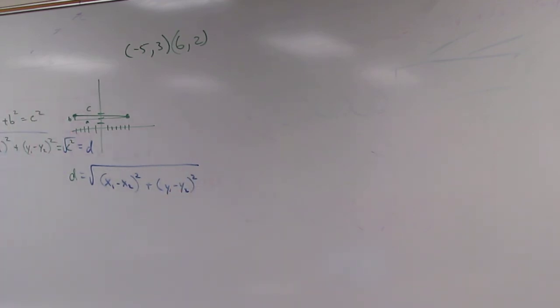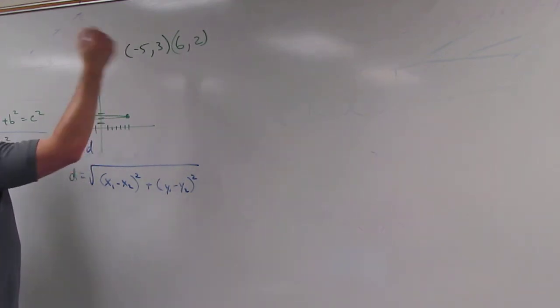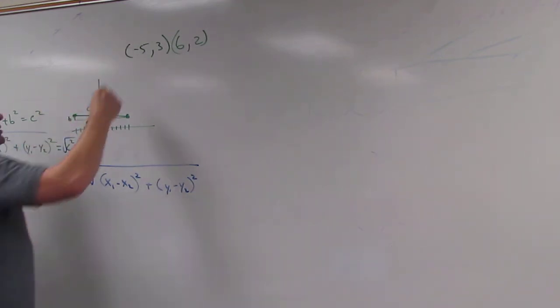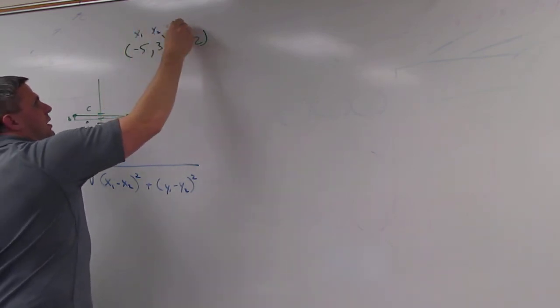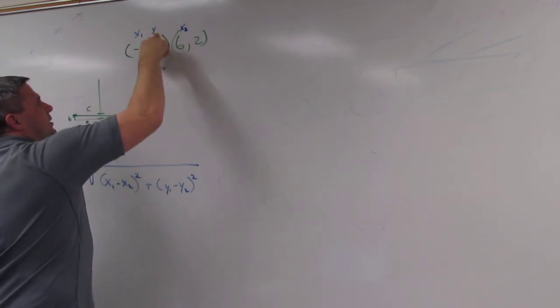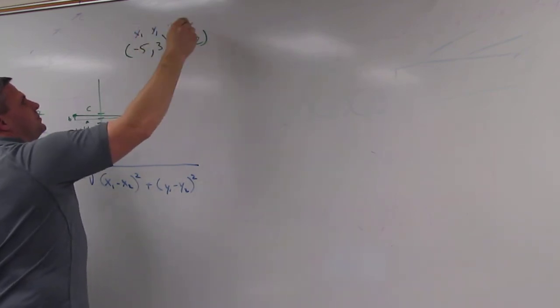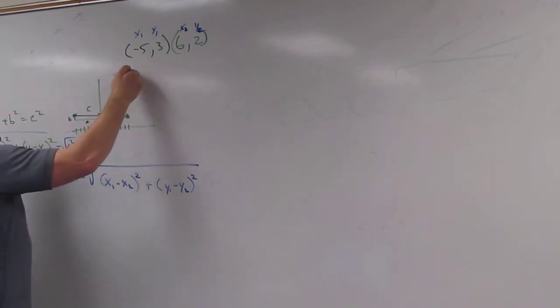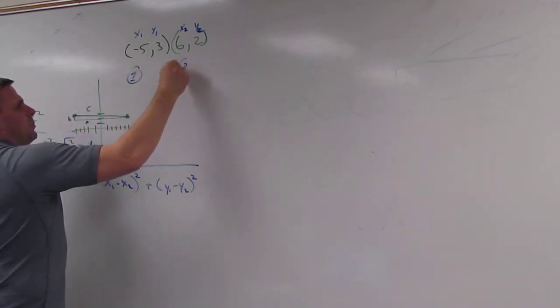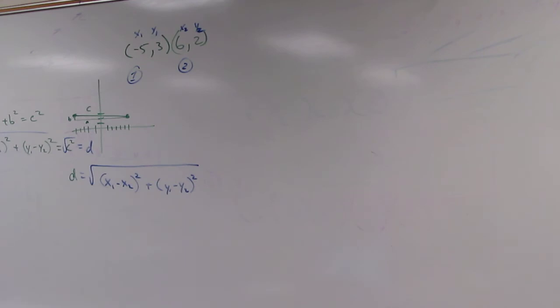All that matters is that I choose the x's and y's in correlation to each other. So it's x sub 1, y sub 1, and x sub 2, y sub 2. Basically, this is point 1 and this is point 2. And from points 1 and 2, I have to find the differences between the x's.